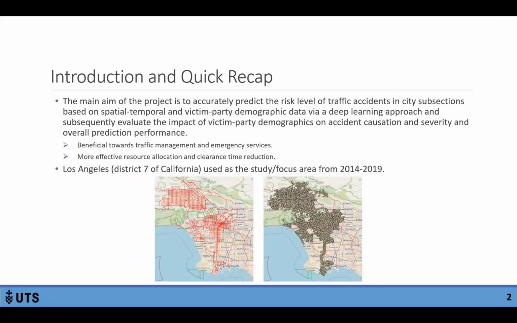While many past works utilize commonly employed data sources such as historical collision and weather data, our approach integrates additional datasets such as victim demographics, time properties, and road characteristics. For example, the intersection and road network densities within the Los Angeles region, to better model the sparse nature of traffic accidents. Also, the study area used is in Los Angeles from the year 2014 to 2019.